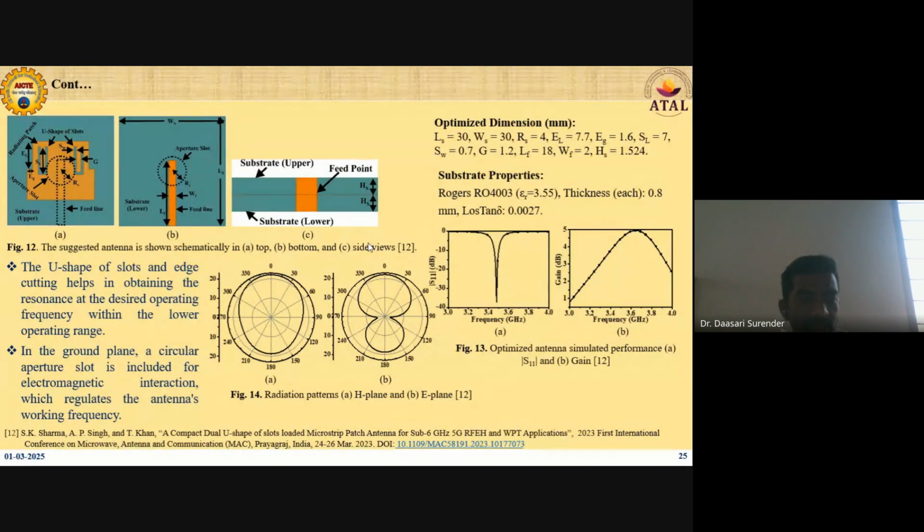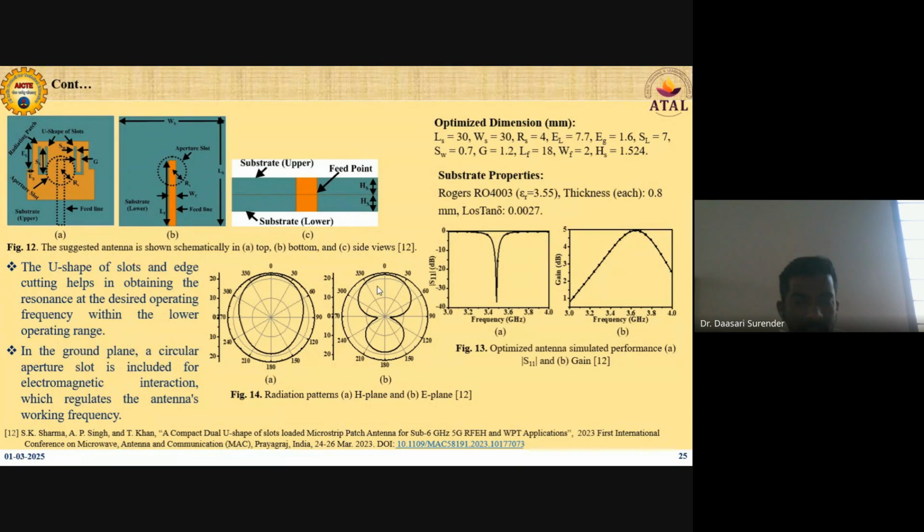Here a circular aperture slot is introduced, and an aperture feeding approach has been used. The circular aperture slot is incorporated for electromagnetic interaction between two substrates. When we see the radiation characteristics of the antenna, the E and H planes are presented, clearly giving omnidirectional characteristics.